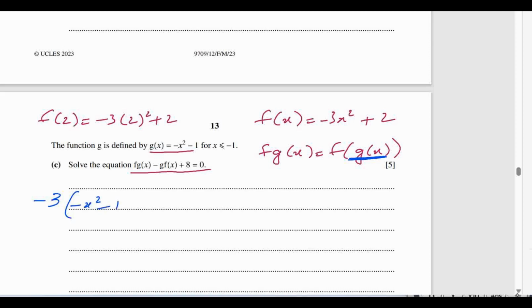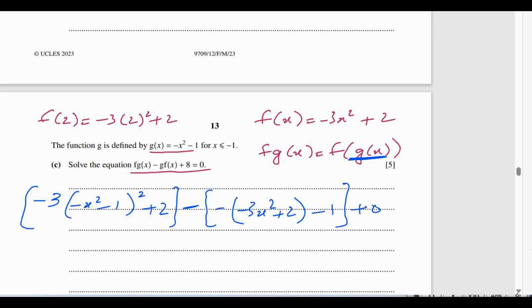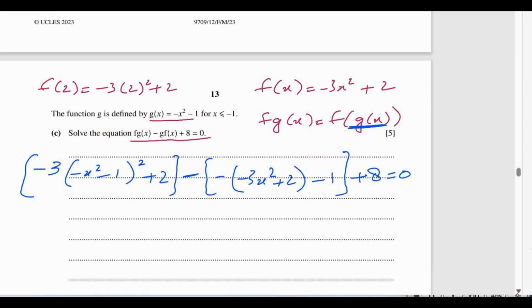x square minus 1 plus 2, ये तो आपके पास फर्स्ट पार्ट हो गया, minus gf of x. gf of x का मतलब ये है कि फंक्शन g के अंदर आप f of x की वैल्यू पुट करें. So this will be -3x square plus 2, and then -1. Okay, plus 8 is equal to 0.